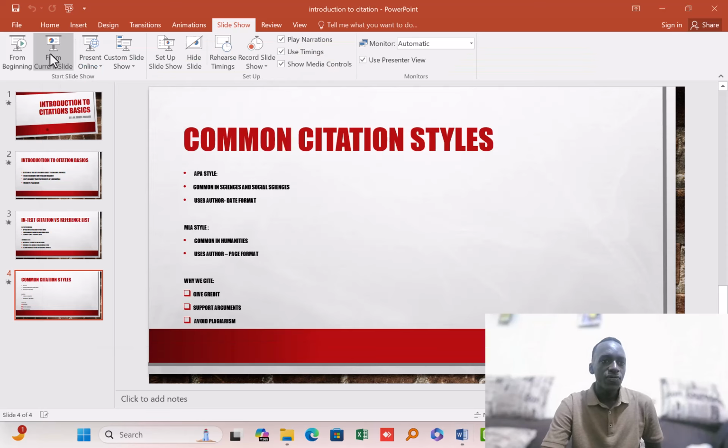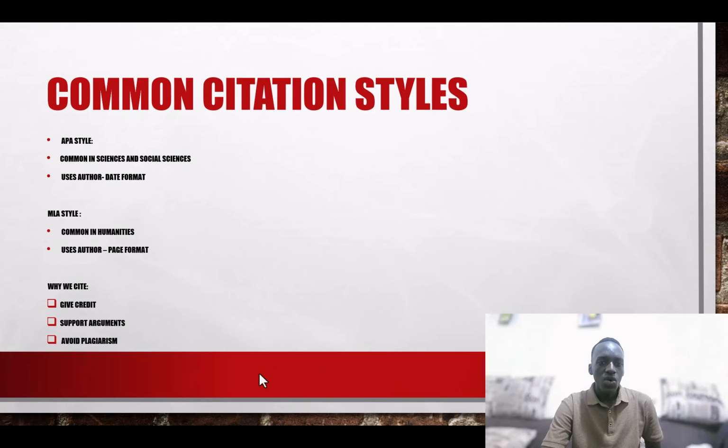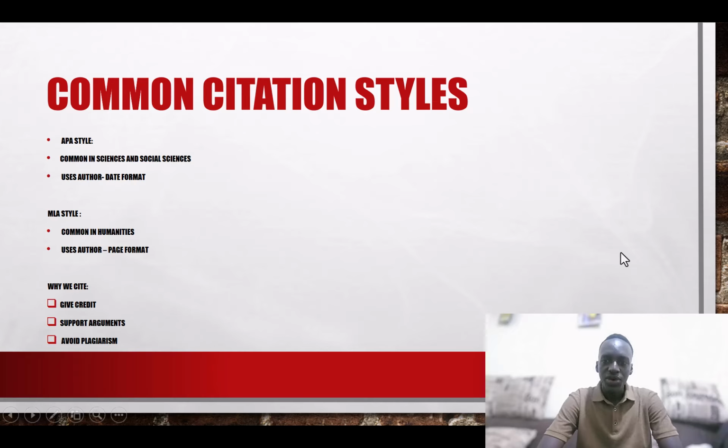So what is the importance of citation? It is to give credit and to avoid plagiarism. Plagiarism is the theft of data, of information that is not ours. It also supports academic documents. When you have facts backing up your research, there's no way a person will be doubting the information.